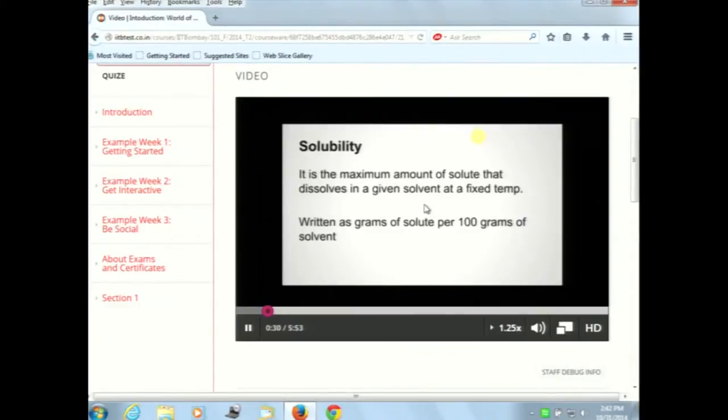So if you look it up, somebody will say the solubility of sodium chloride is 32 grams. What they mean is there are 32 grams of sodium chloride that will fit in 100 grams of a solvent, such as water.